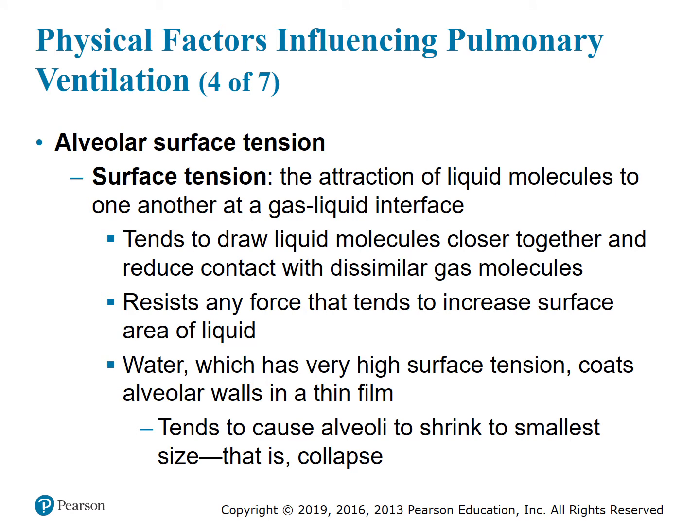Physical factors influencing pulmonary ventilation, such as alveolar surface tension. Surface tension is the attraction of liquid molecules to one another at a gas-liquid interface. It tends to draw liquid molecules closer together and reduce contact with the similar gas molecules. It resists any force that tends to increase the surface area of a liquid. Water, which has very high surface tension, coats the alveolar walls in a thin film, and this tends to cause the alveoli to shrink to the smallest size, in other words, to collapse.